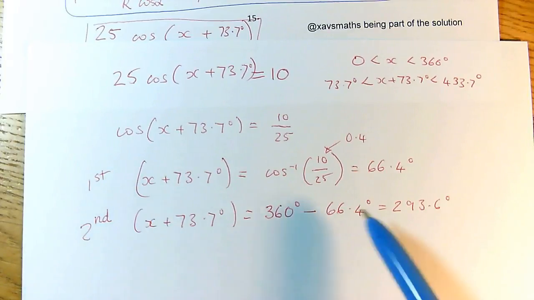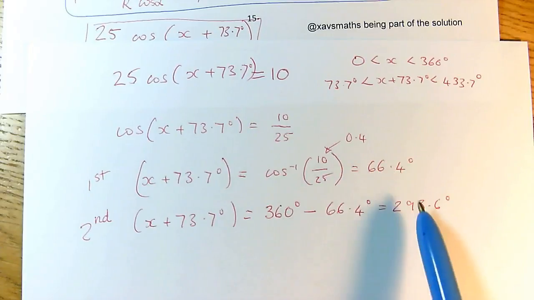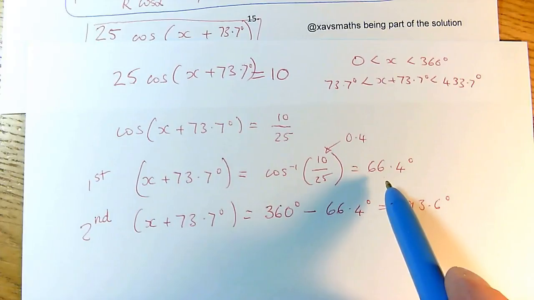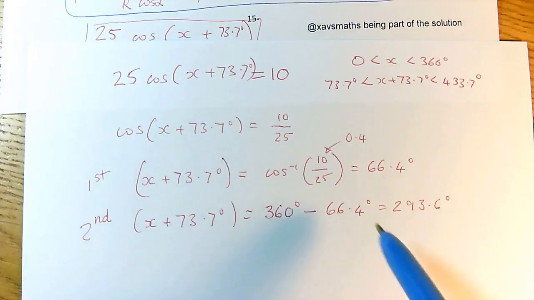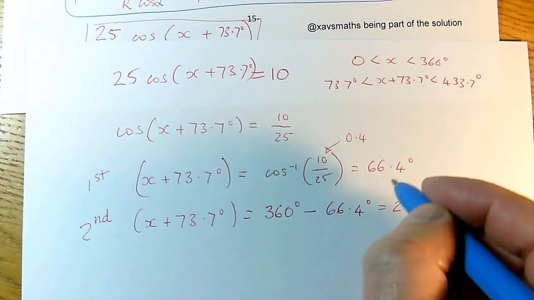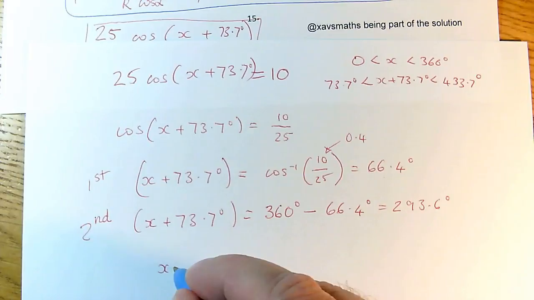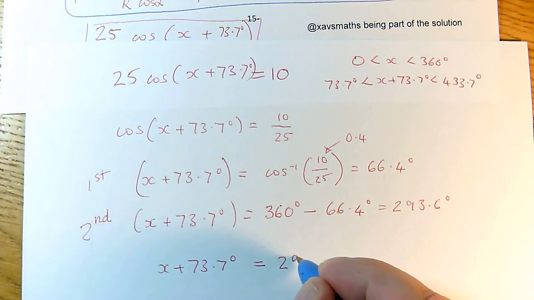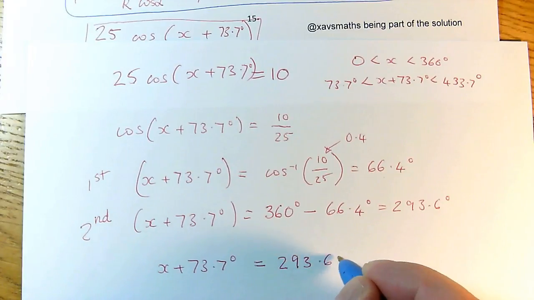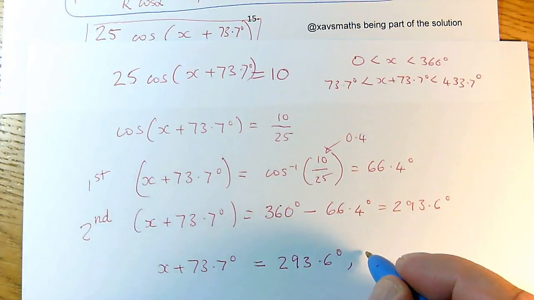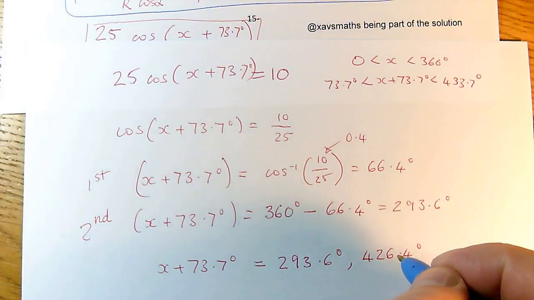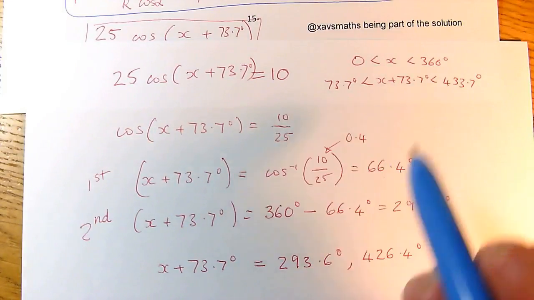But notice, I'll say it again, I have not got a solution for x first. I've got two solutions for the bracket. Are there going to be any other solutions for the bracket? In fact, this one isn't in the range, is it? So this is fine. It's a perfectly valid solution. But to get solutions in the range, I'm going to need a 360 degree repeat of that one. So my x plus 73.7 degrees is going to equal the 293.6 degrees is fine, and the 360 degree repeat of that is 426.4 degrees. I've just added 360 on, which is in the range of values I wanted.